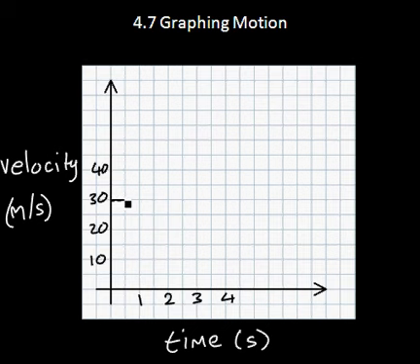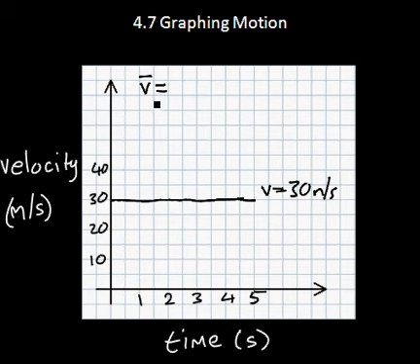Let's imagine an object that moves at a constant velocity. This is v equals 30 meters per second. You can read it off the graph on the left. And it travels at that speed for a total period of 5 seconds. Well, we know that the average velocity, which in this case is the same as the velocity it's traveling at all the time, is d over t. So the distance traveled is v times t. Distance equals speed times time.